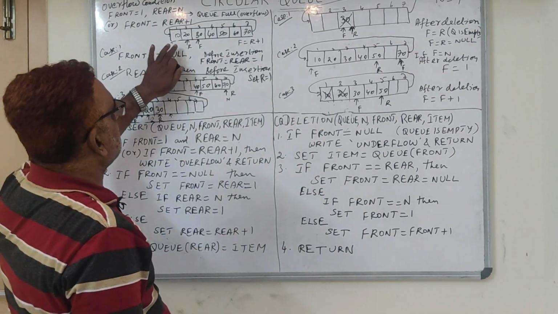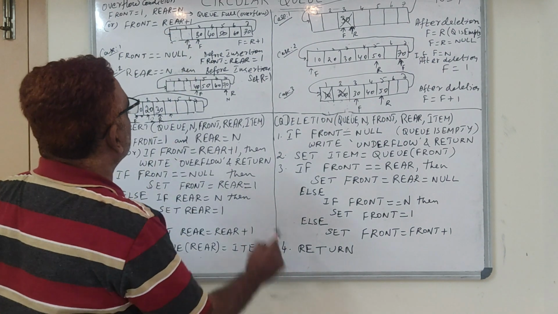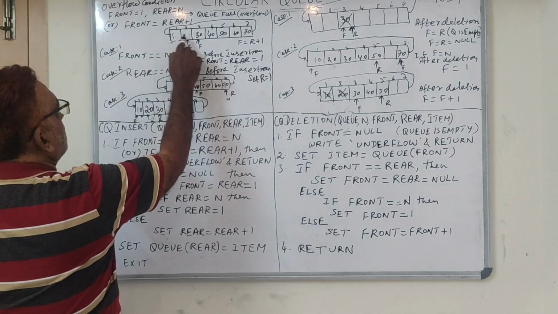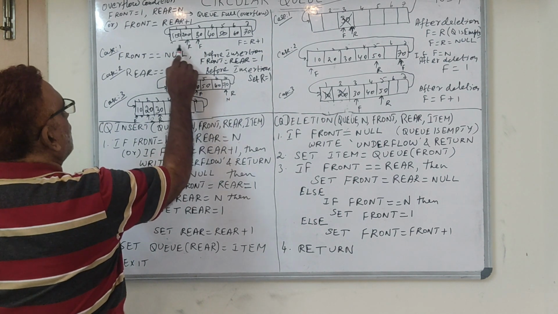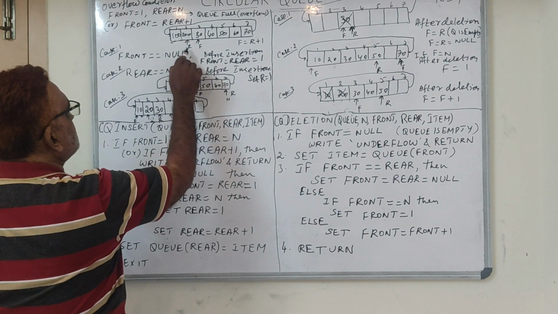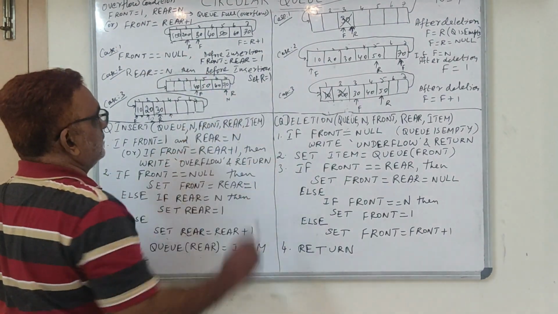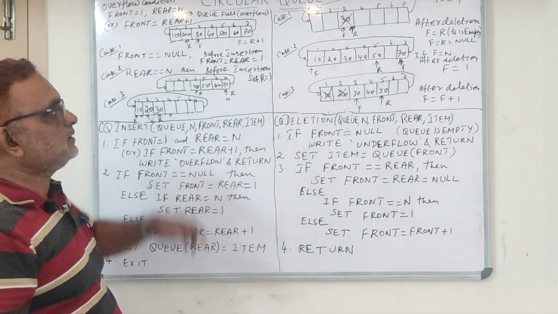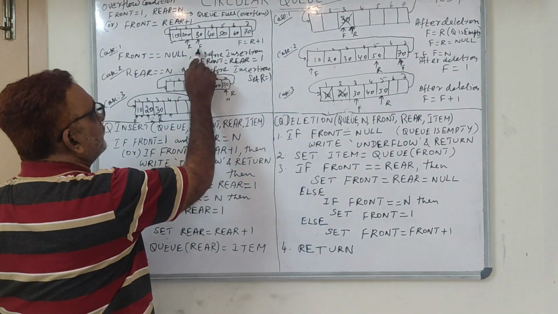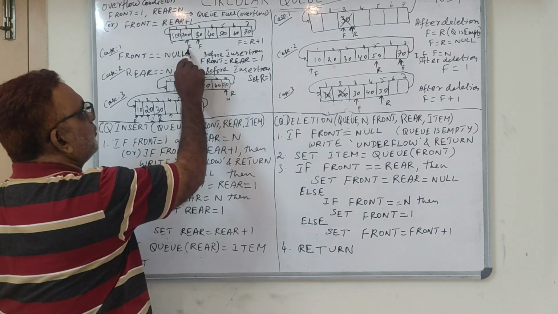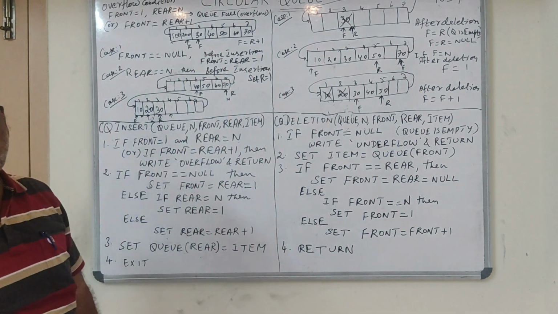Another condition is this: after deletion, let us consider what will happen. You are inserting some more elements. Let us consider this is 100 and 200. Now the rear pointer is here, and front is here. What is the value of front? Front is equal to rear plus 1. Now rear is in the second location, and front is in the third location.